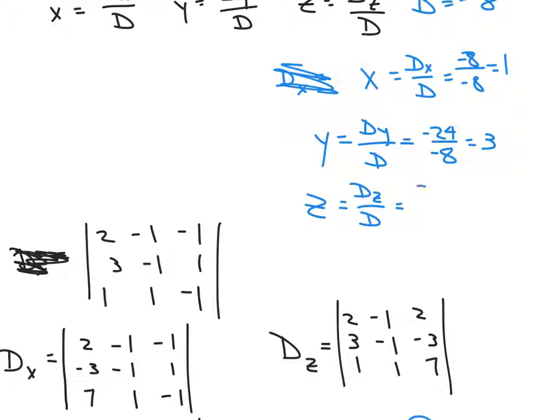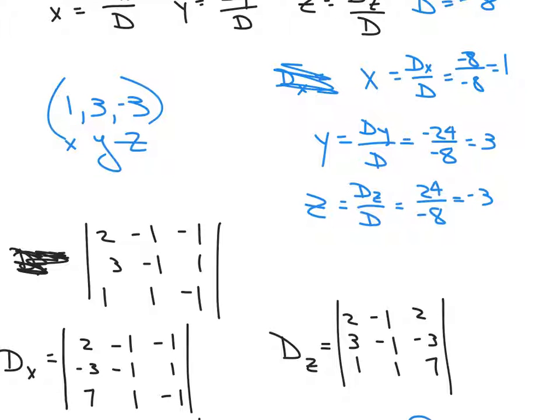Okay, so my D of z is 24, and my D I found was negative 8 a long time ago, giving me a z value of negative 3. So my answer is 1, 3, negative 3. My x, my y, and my z. And that's solving a system of equations using Cramer's rule for 3 variables. So, in order for me to do these correctly, I'm going to go ahead and do a 4th video, and it'll just be for example 5.